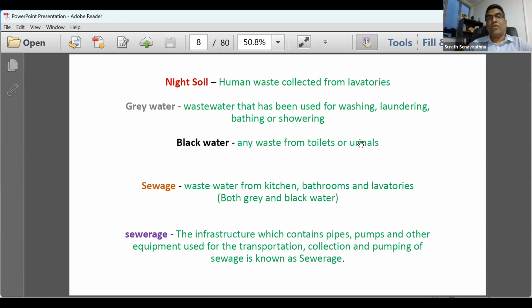Sewage: wastewater from kitchen, bathrooms, and lavatories. We can say both gray and black water. Sewerage. Sewerage is the infrastructure which contains pipes, pumps, and other equipment used for the transportation, collection, and pumping of sewage.